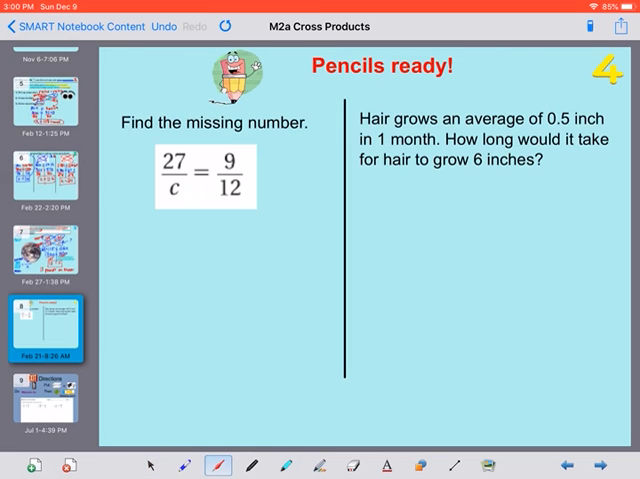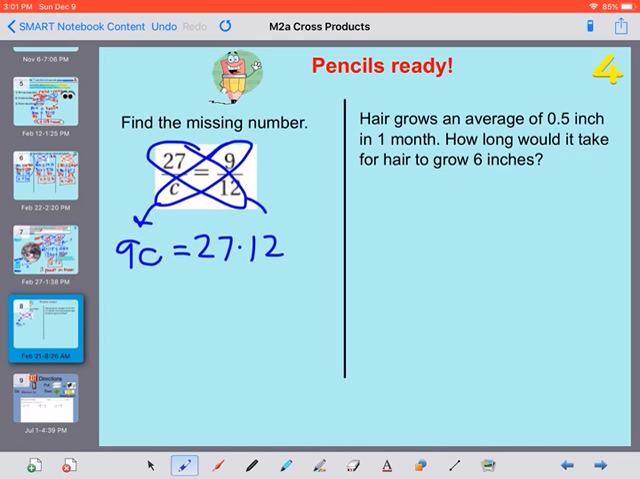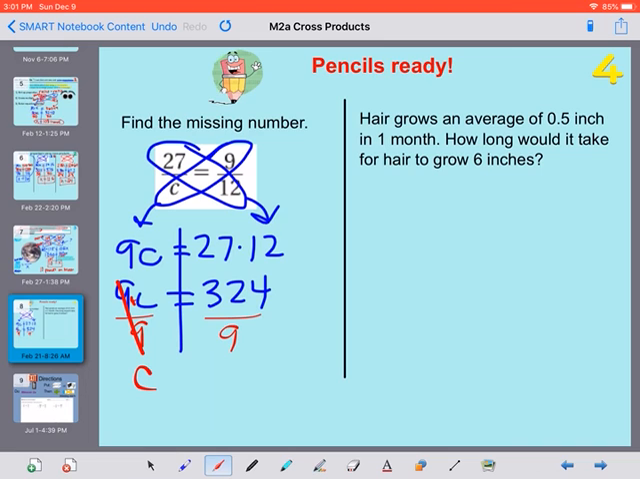All right, here are 2 questions I would like you to try on your own. Set up a proportion if you need to, and then cross multiply to solve. So if I cross multiply, c times 9 is 9c, and then on the other side, 27 times 12. 27 multiplied by 12 in my calculator is 324. And then the opposite of multiply is divide, so we're dividing by 9. 324 divided by 9 gives me 36. That one was pretty straightforward, all really nice numbers.